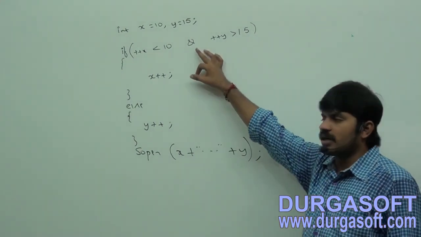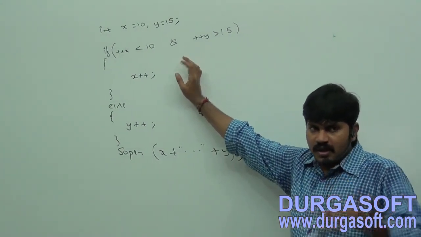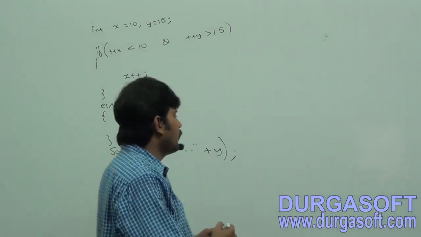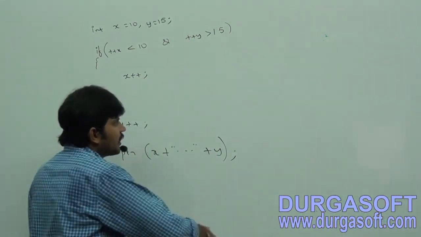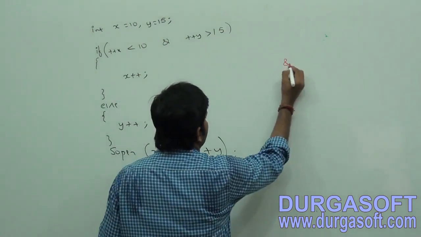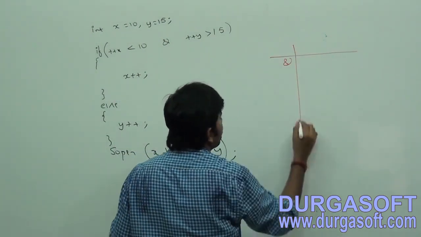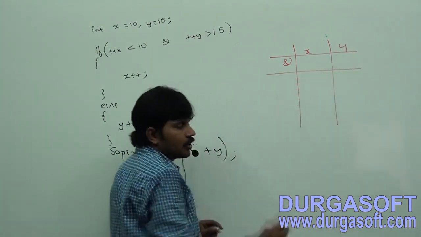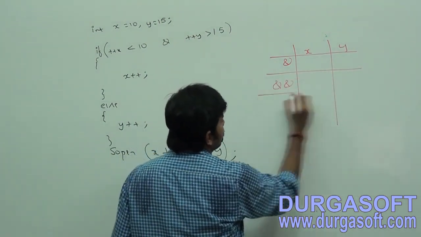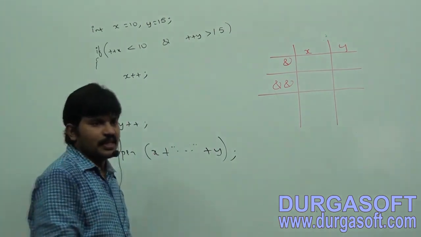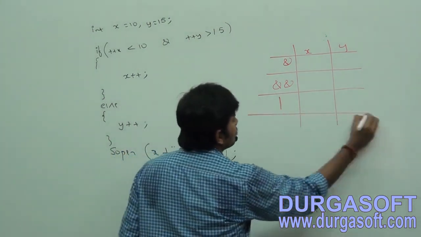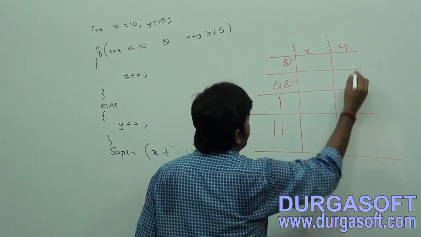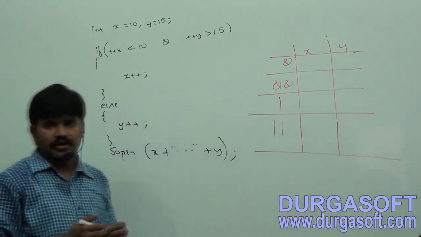Because here I use a normal and. If it is a normal and, both arguments should be evaluated or not? Yes. Now my question is, if I use the normal and operator, what is x and what is y? Again, if I use a double and, what is x and what is y? If I use a normal or and a double or, what output are we going to get? This is my requirement.